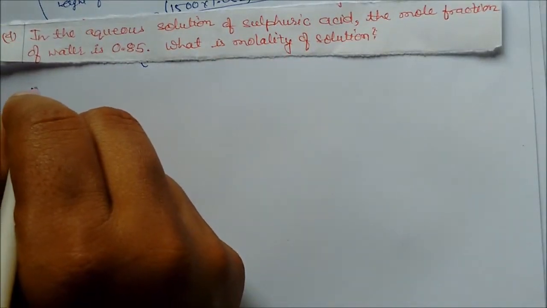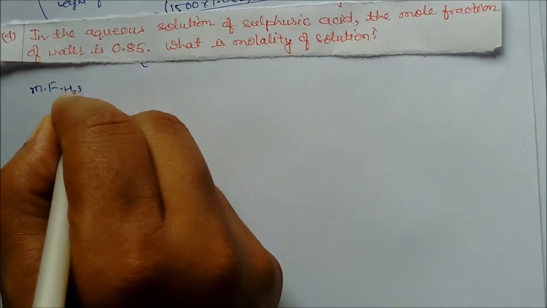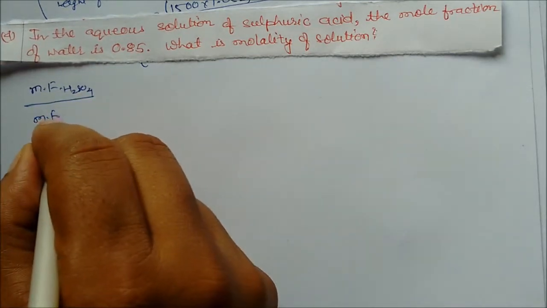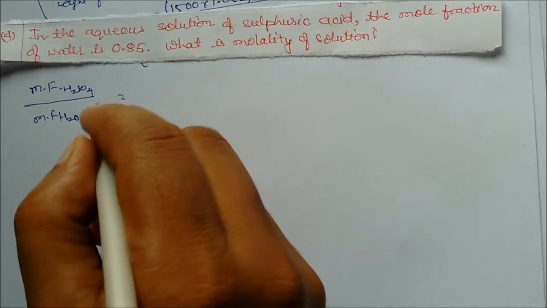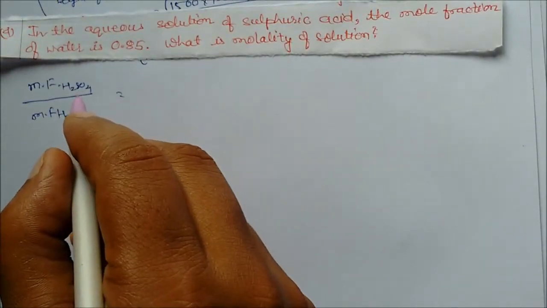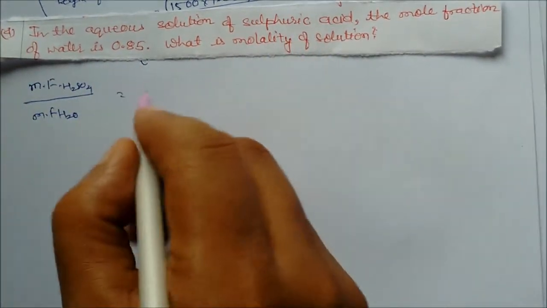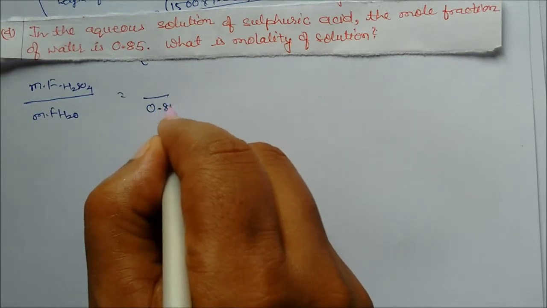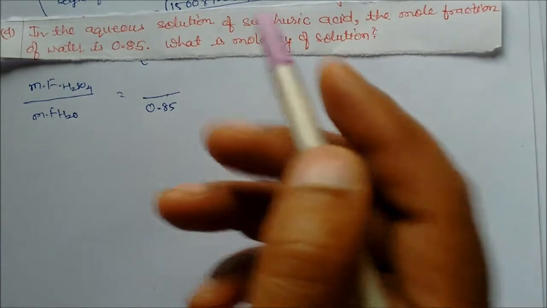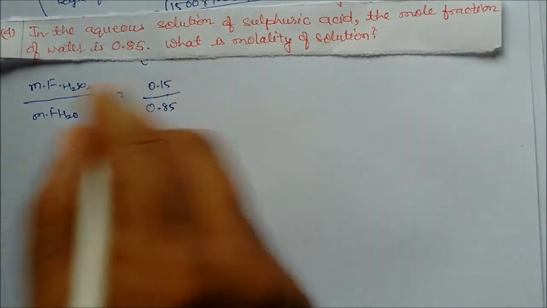If you write the mole fraction of sulfuric acid, H2SO4, divided by the mole fraction of water. The denominator is the same. The mole fraction of water is 0.85. The total mole fraction of water and acid is 1, so 1 minus 0.85 gives 0.15 for the acid. So this is the ratio.